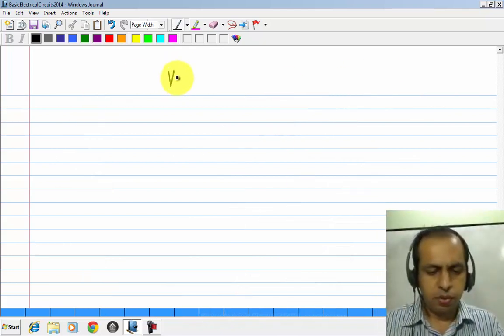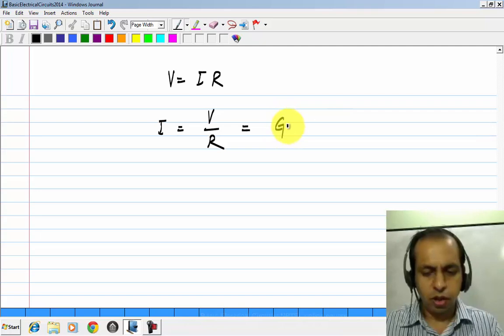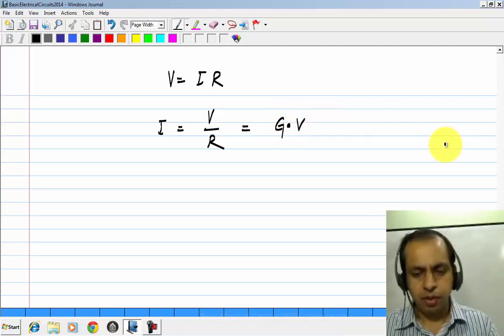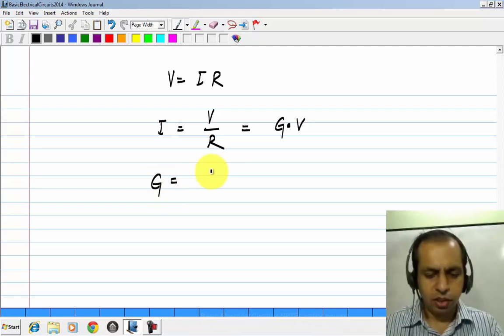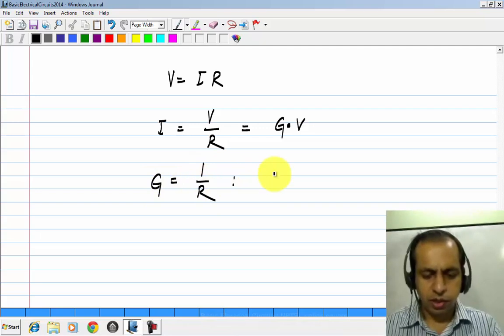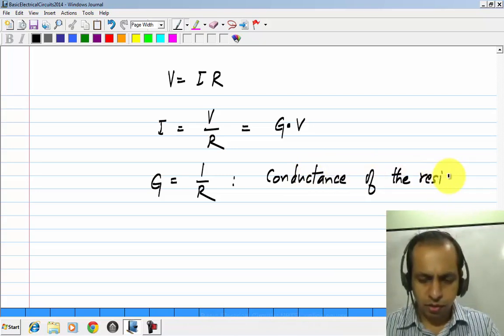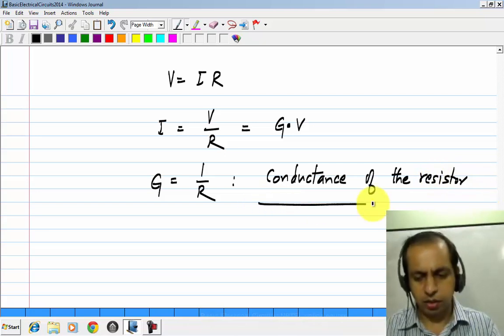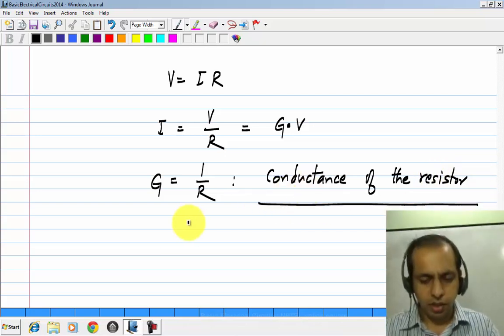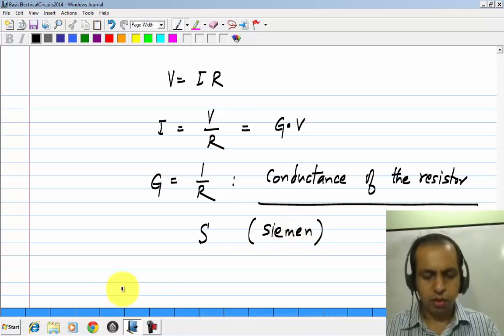Now this relationship V equals I R can be inverted to get I equals V by R, or I equals G times V. Okay? And this G, which is 1 by R, is known as the conductance of the resistor. Okay? And this conductance is measured in Siemens. Okay?